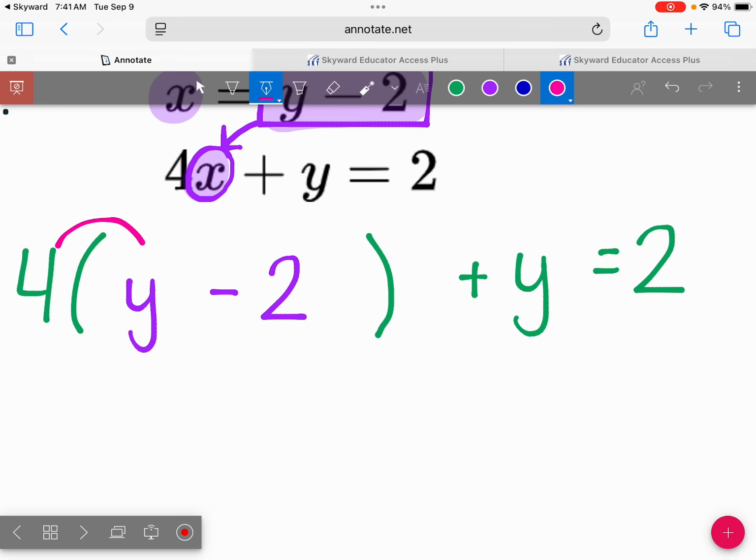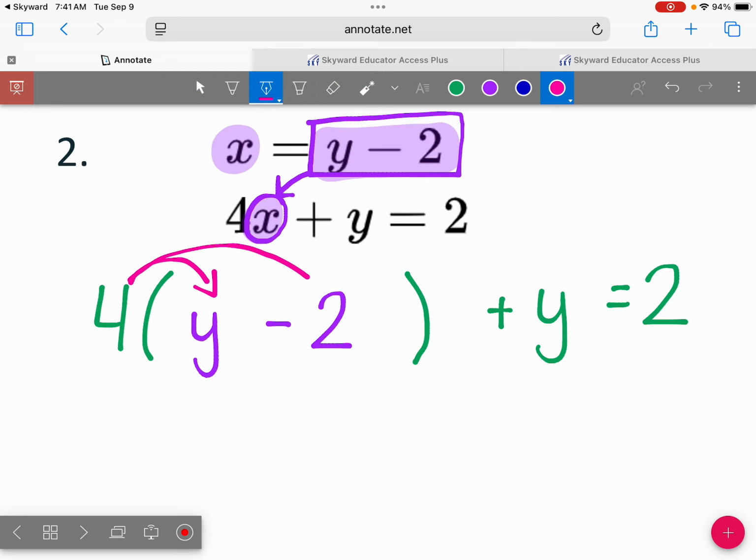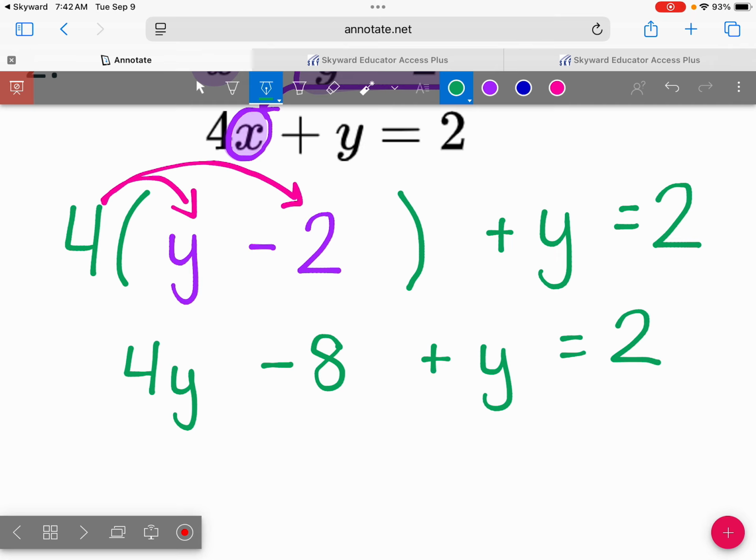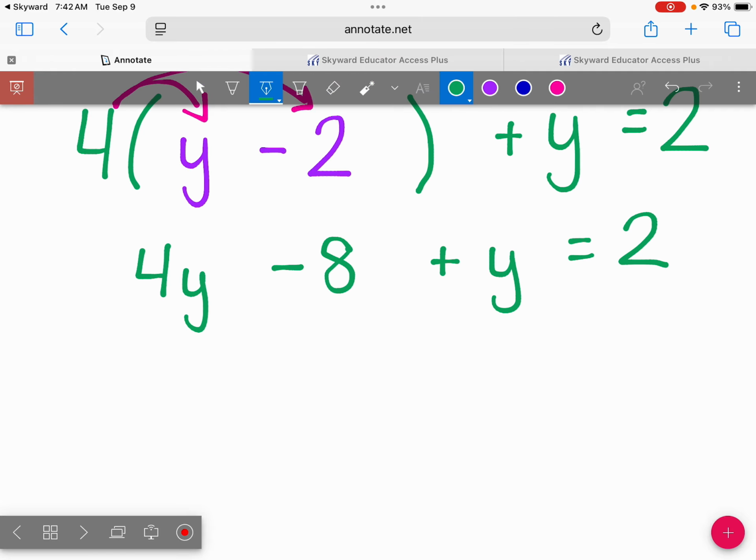So now we're ready to simplify this. I need to do my distribution over here. I'm going to have my 4 times y, giving me 4y. My 4 times minus 2 gives us a minus 8. Then we have this plus y equals 2. So we start by doing any distribution we need to, then we work towards solving. I want to get down to a y equals here. What do we need to do next to solve this?